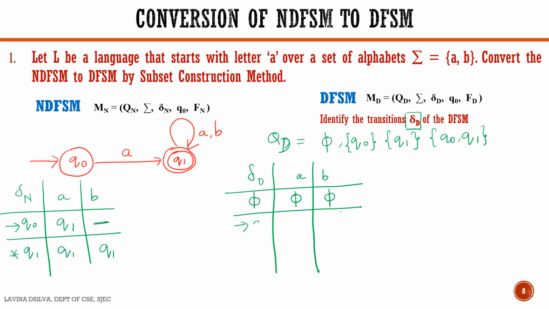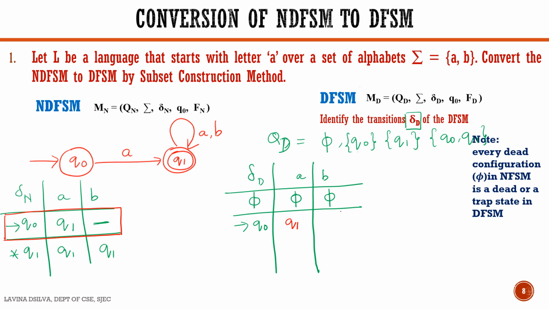Next is the start state Q0. We know that the transitions for the start state Q0 are the same as that of the NFSM's transitions. Therefore, Q0 on receiving A goes to Q1 state, and Q0 on receiving B, there is no transition defined. There is a note here: every dead configuration in NFSM is a dead or trap state of DFSM. So instead of writing a dash, we can also write it as empty set. Instead of writing a dead configuration, I will write it as QT.